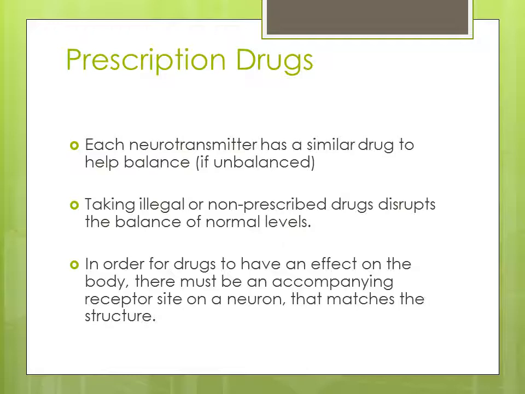In order for drugs to have an effect on the body, there must be an accompanying receptor site on a neuron that matches the structure. So in order for the drug really to work, the receptor has got to be able to detect it. And I'm talking more along the line of prescription drugs versus illegal drugs, because illegal drugs are probably going to do more harm to your body.